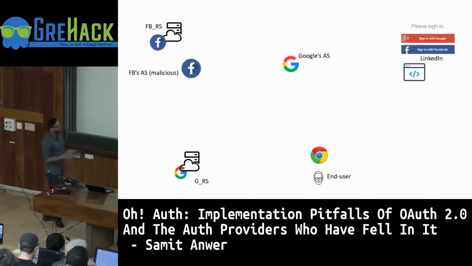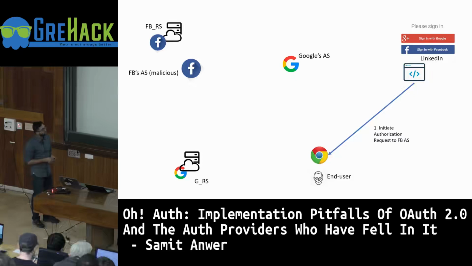So I have various entities listed here. We'll be assuming that the end user is trying to access resources from the same auth server. So I have Facebook and Facebook's resources, Google and Google's resources here. And the end user has resources on both the auth servers. And the client has registered with Google as well as Facebook. So once the user, let's say, chooses Facebook as its auth server, LinkedIn will initiate an auth request to Facebook's auth server.